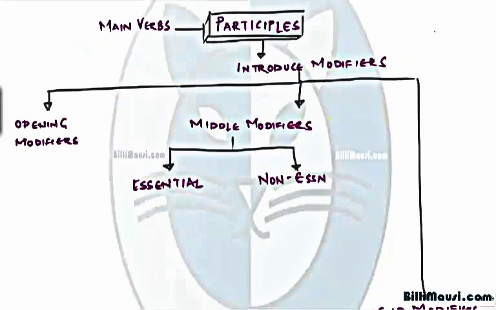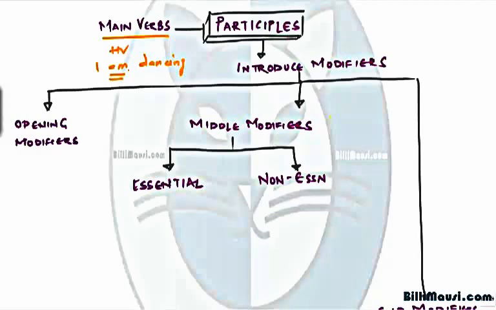Before I go ahead, let's revise the concepts of participle, and let me give you a summary for a better understanding of participles. I have drawn a tree line summary of the participles. So let's begin. As discussed, participles can behave as main verbs, or they can introduce modifiers. When they act as main verbs, they are assisted with a helping verb. For example, I am dancing.